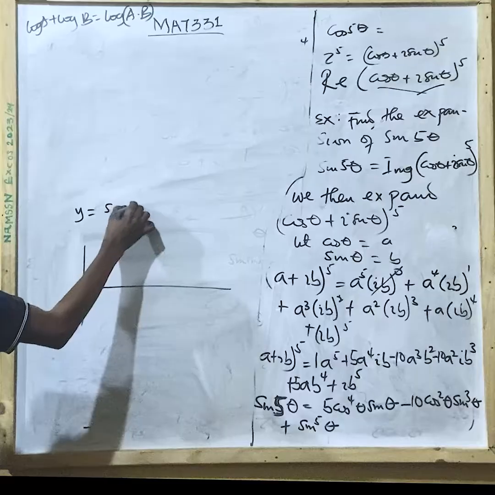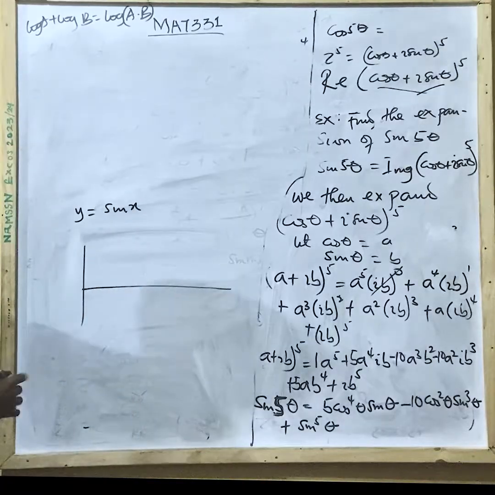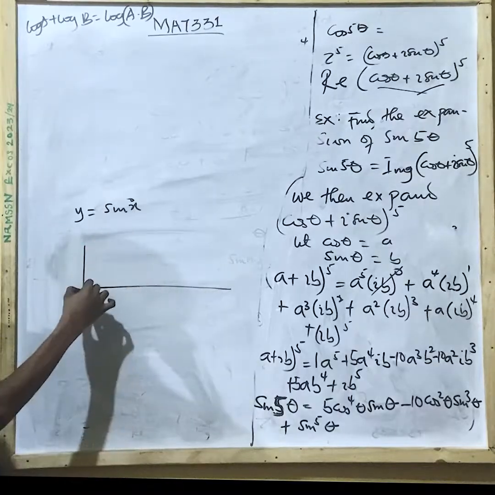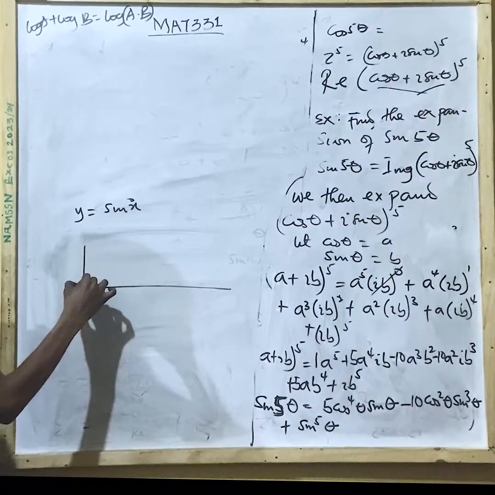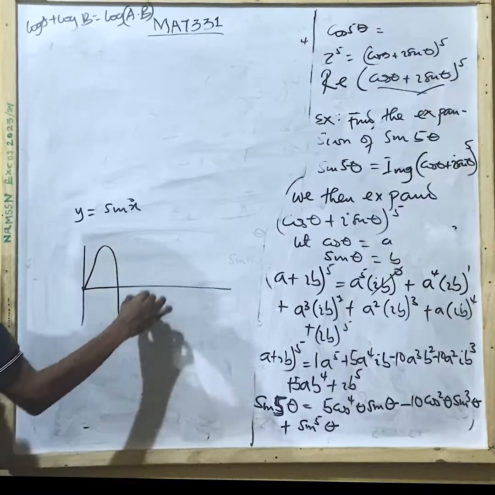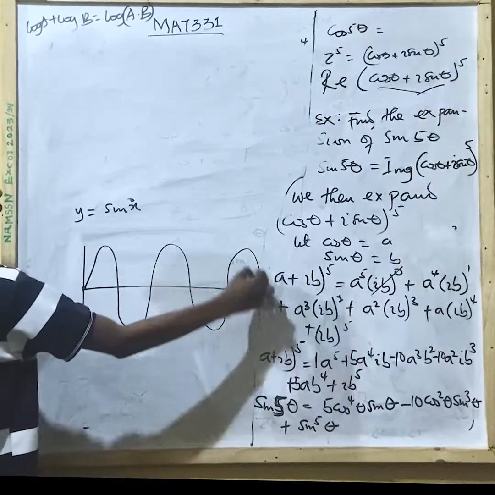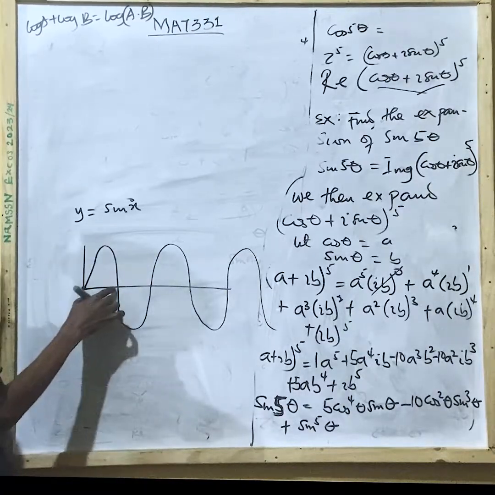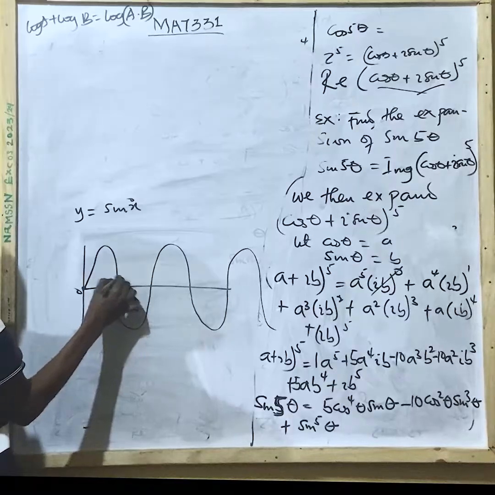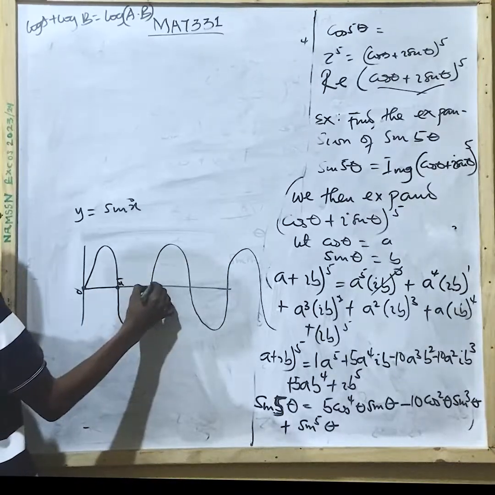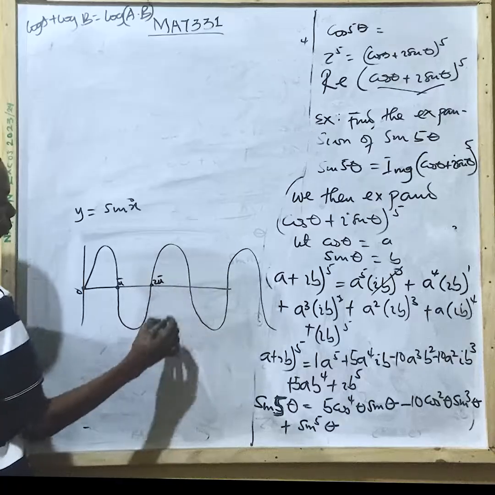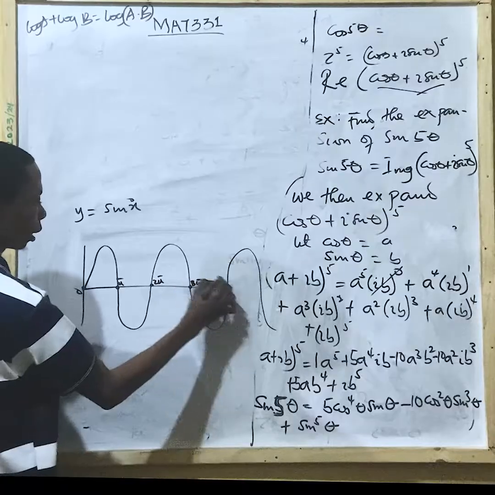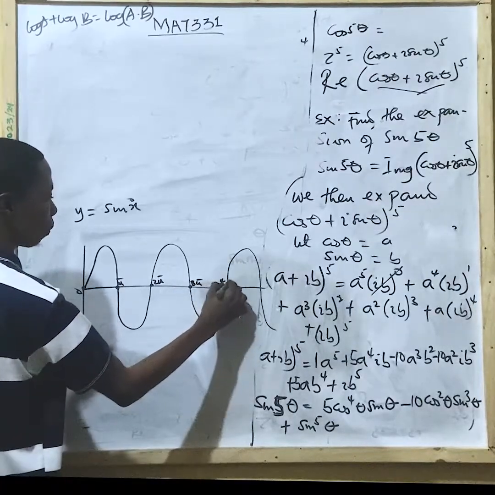If I have y equals to sine x, for example, you know that if I start from 0, sine 0 is 0. So the graph of sine x starts from origin like this, goes forth, comes back, goes forth, comes back. Where this is 0, from here to here is pi, and from here to here is another pi, making 2 pi. So this is another pi, that's 3 pi, to here, that's 4 pi.